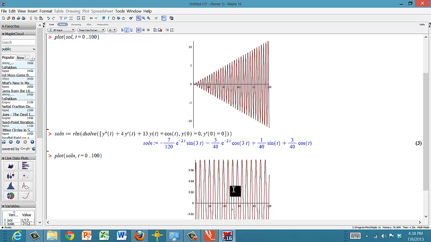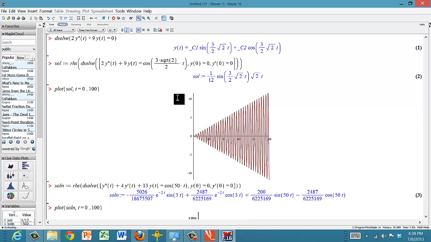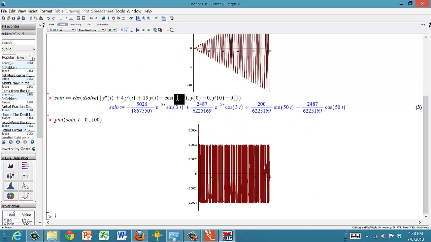If I force this thing with a forcing frequency of 5, then we can see I really get a smaller displacement from equilibrium. In the long run, this mass will be displaced from equilibrium about 0.04 units. And if I force it with an even higher frequency, say 50, then I get an even smaller displacement from equilibrium.